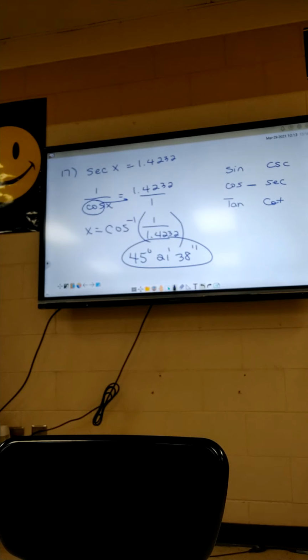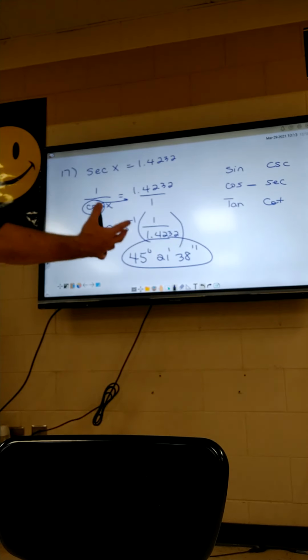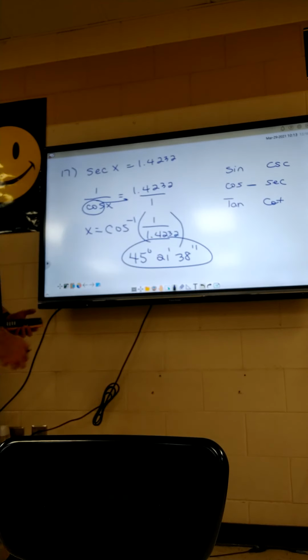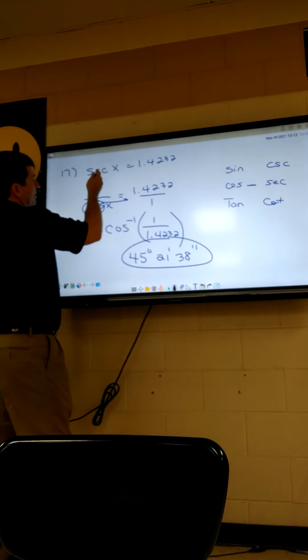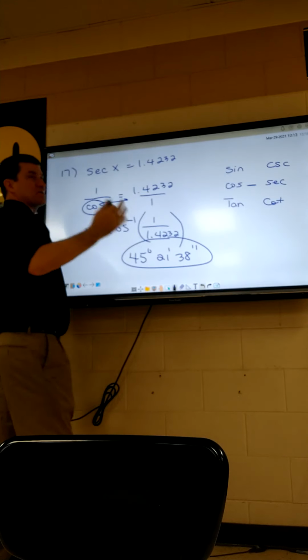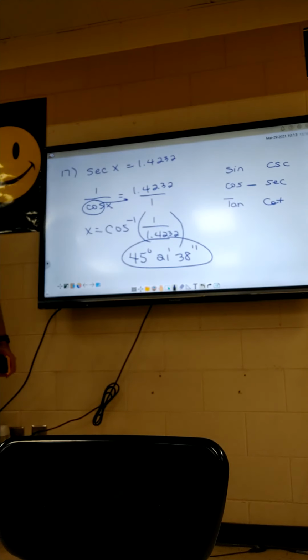You got a different way to do it? Oh, well, I just knew to type it in cosine because the front, I just figured it was the same way. Okay. So really, yeah, just make it cosine, and then flip the fraction. Yeah, that'll work. All right, now look at 18.